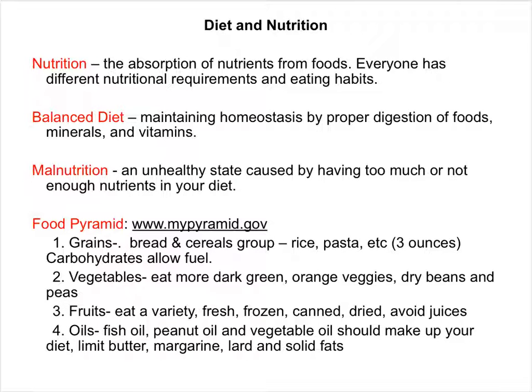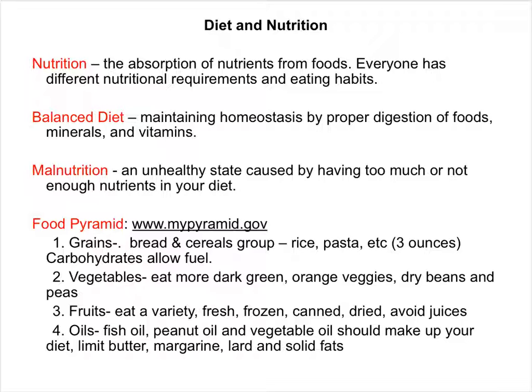Now let's begin diet and nutrition. Nutrition is the absorption of nutrients from food. Everyone has slightly different nutritional requirements and eating habits based on culture and availability. A balanced diet is maintaining homeostasis by proper digestion of foods, minerals, and vitamins. Malnutrition is an unhealthy state caused by having too much or not enough nutrients in your diet.